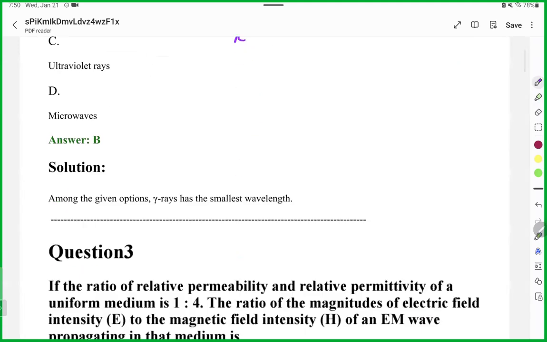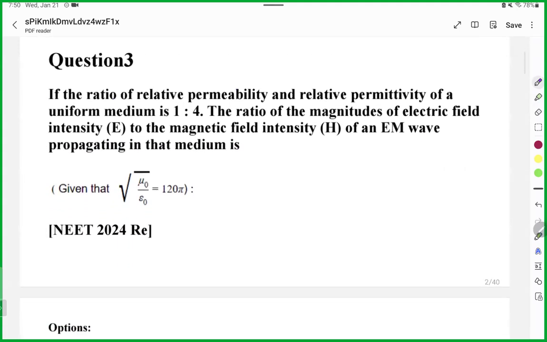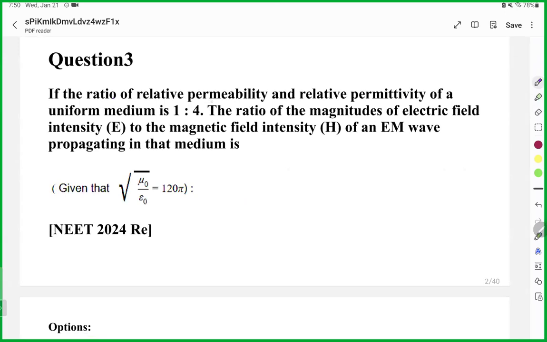Then, Chandana, the ratio of the relative permeability and relative permittivity is 1:4. Calculate the ratio of the magnitude of electric field and magnetic field intensity in the propagation of the wave.